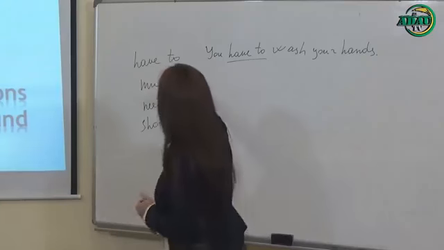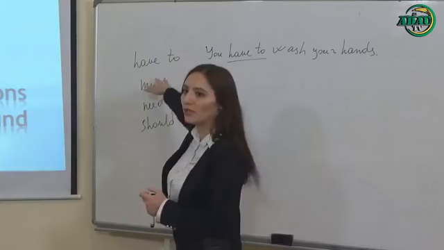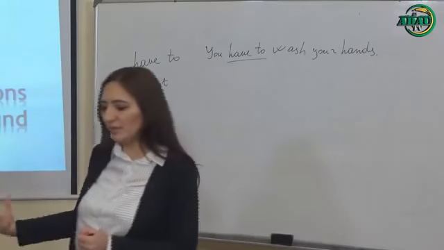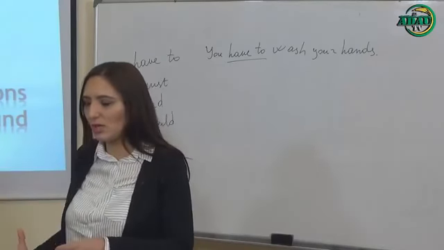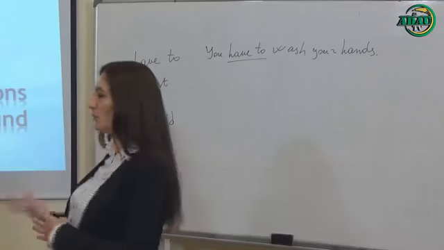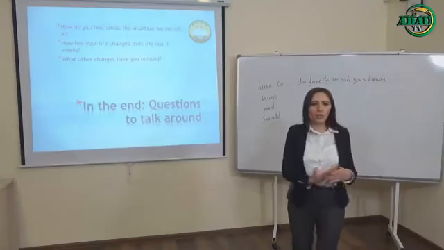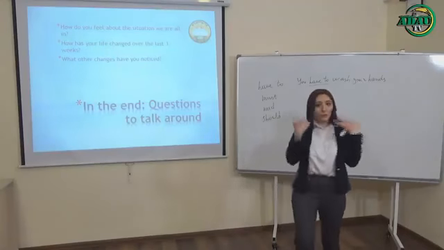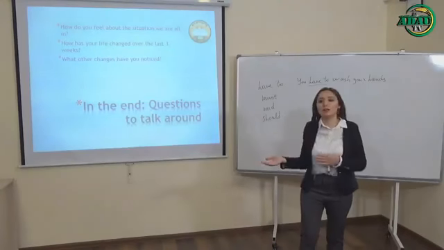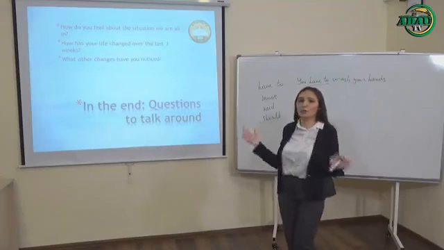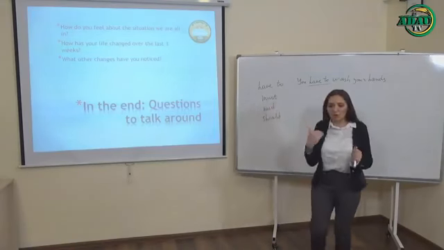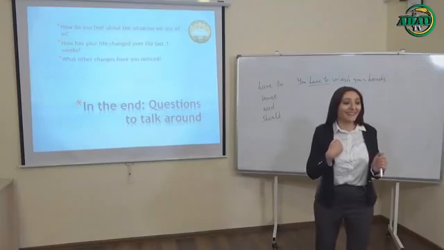The difference between must and have to is that have to is an obligation, but it is a rule. A rule by your university, a rule by your work. You have to be at work at 9 o'clock. It's not my personal rule. It's the rule of my workplace. But when you use must, it's my own obligation.